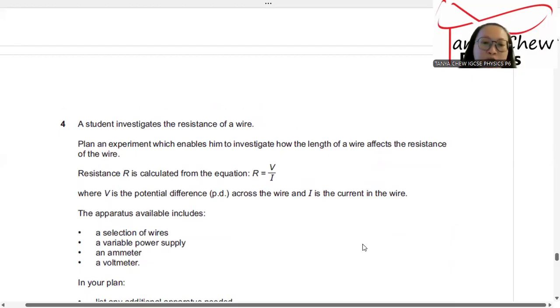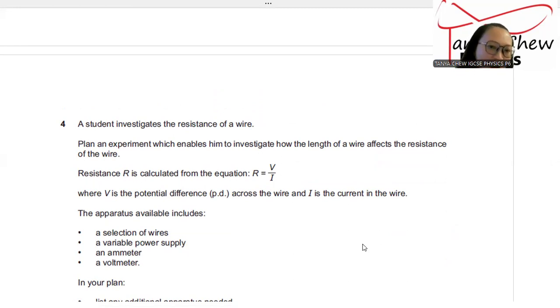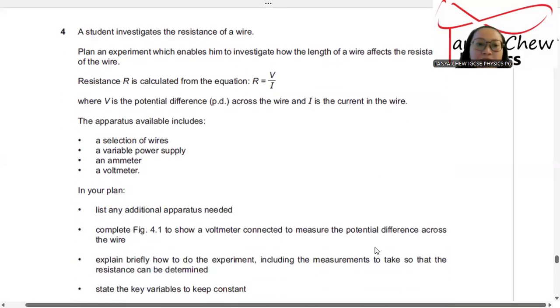Plan an experiment which enables him to investigate how the length of the wire affects the resistance of the wire. Resistance R is calculated from the equation R is equal to V over I, where V is the potential difference, PD, across the wire, and I is the current in the wire. The apparatus available includes a selection of the wires, a variable power supply, an ammeter, a voltmeter. In your plan, list any additional apparatus needed.